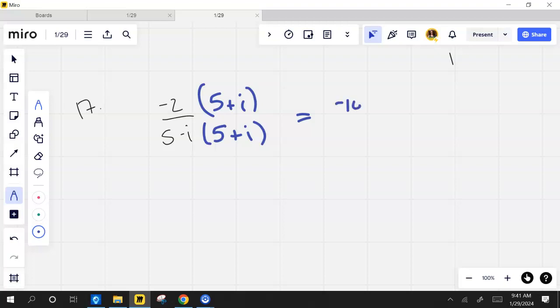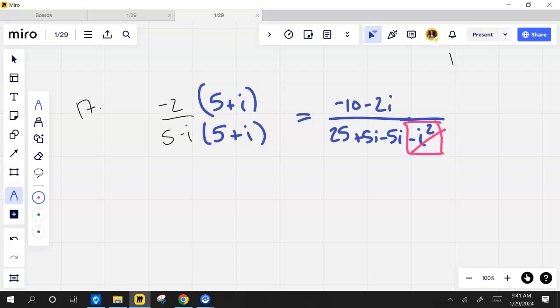Up top, I get -10 minus 2i, and on the bottom, I get 25 plus 5i minus 5i minus i squared. Again, when you see i squareds, get rid of them and change the sign of the number. So this becomes what? +1. The middle should cancel for you if you did your complex conjugates correctly.